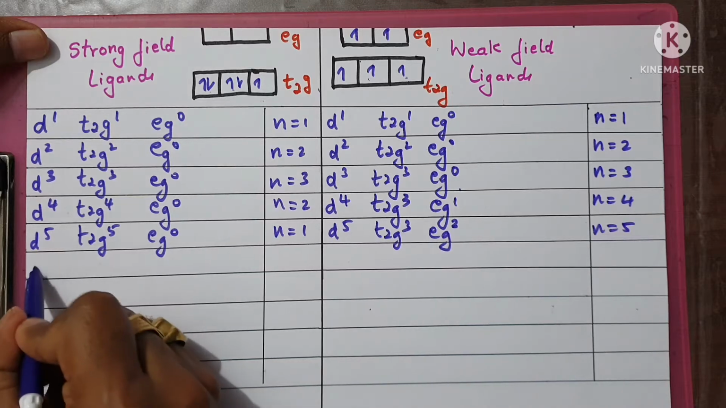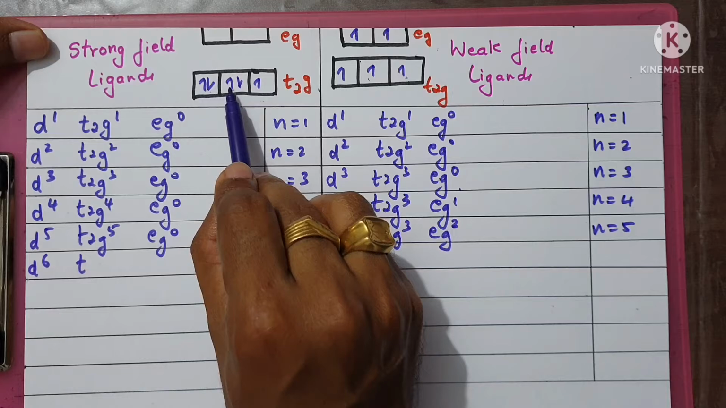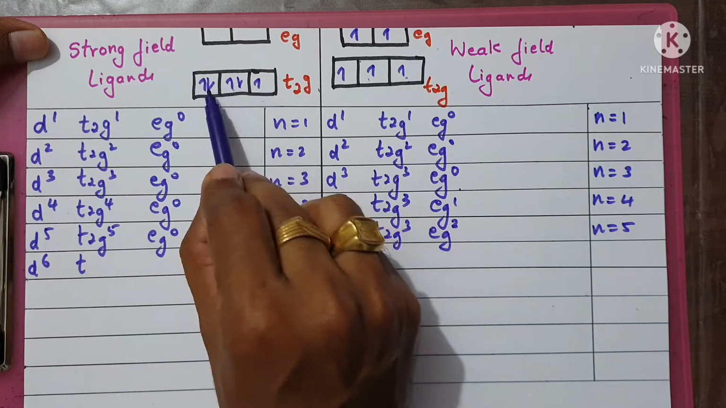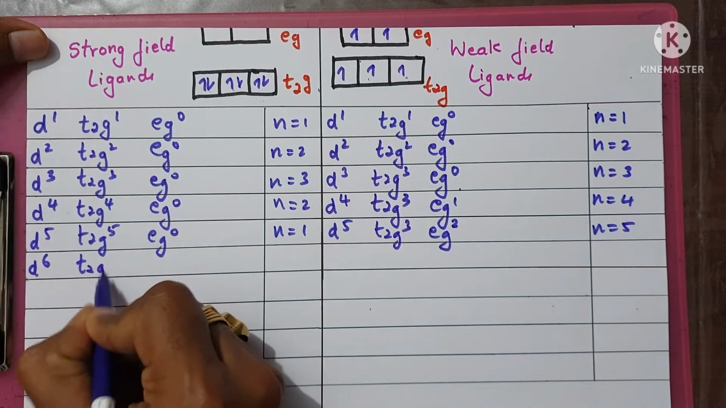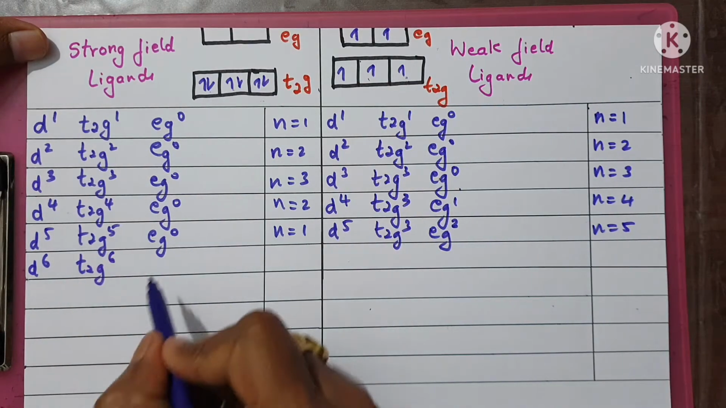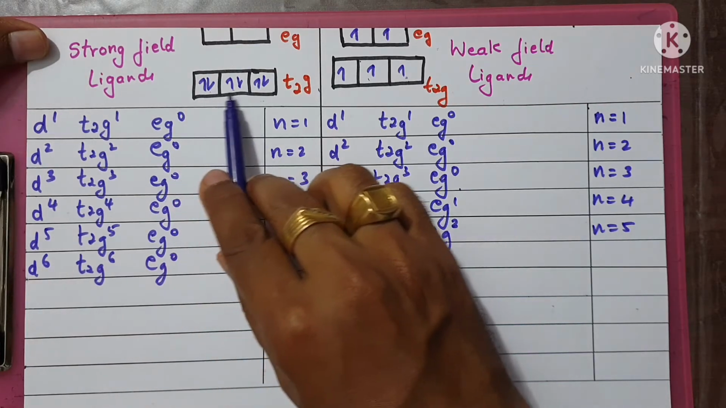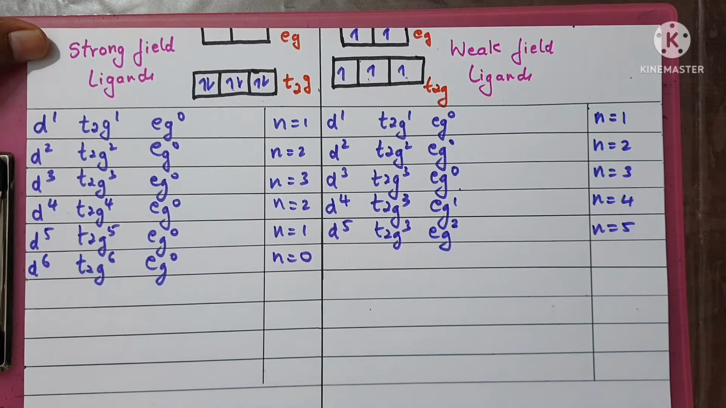I'll go for the next one, that is d6. 1, 2, 3, 4, 5, 6. So I'll write t2g6. In eg there is no electron. I'll write 0. How many unpaired electrons are here? There is no unpaired electron. Therefore I'll write n is equal to 0.